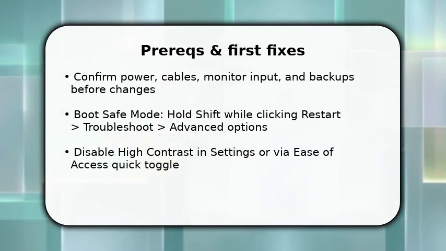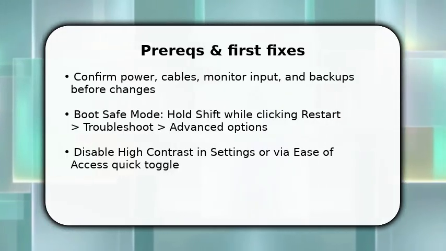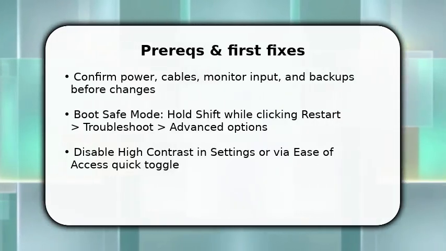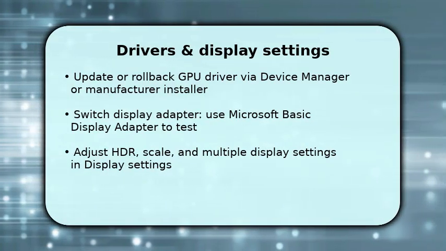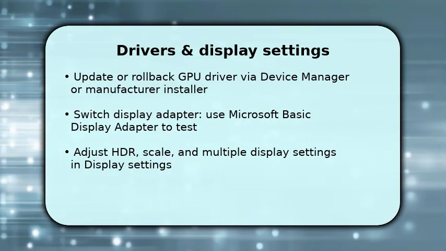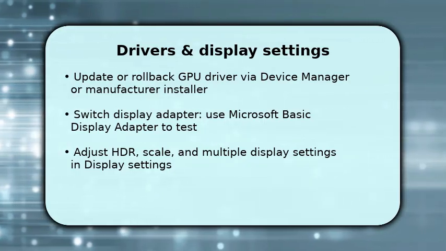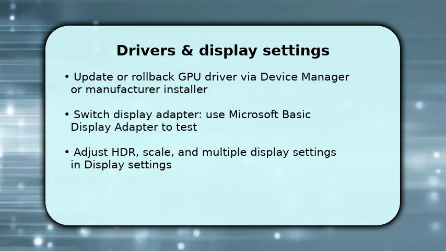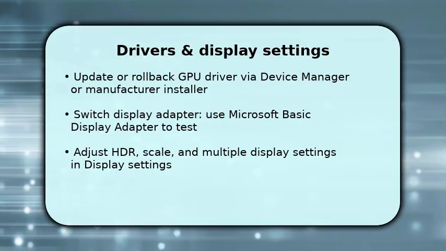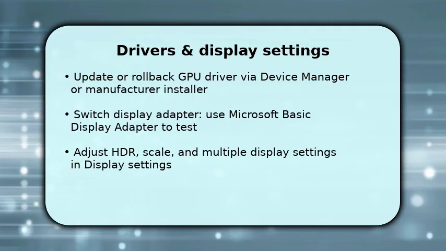Next, focus on drivers and display configuration because mismatches often trigger high-contrast black screens. First, open Device Manager and update the display adapter driver, or roll back if the issue began after an update. If updating fails, temporarily use Microsoft Basic Display Adapter to confirm a driver problem. Then open Settings, System, Display and disable HDR, reset scale to 100%, and confirm correct multiple.